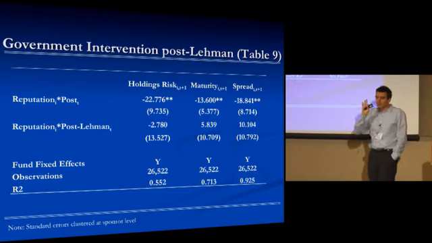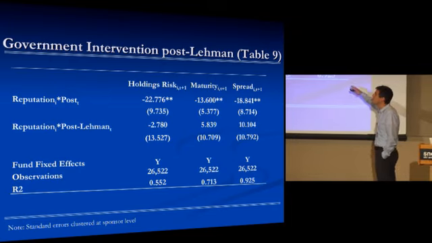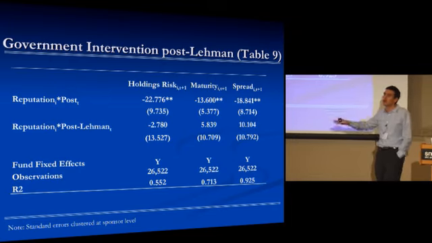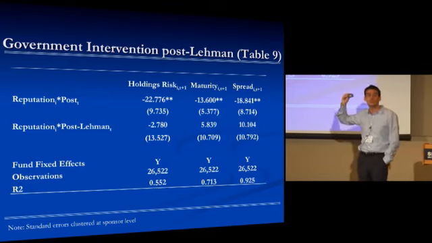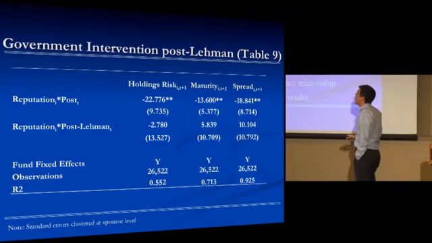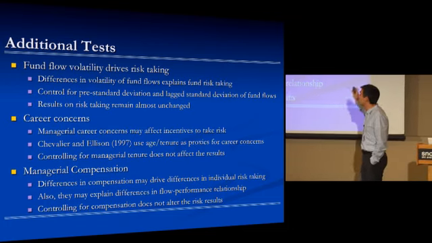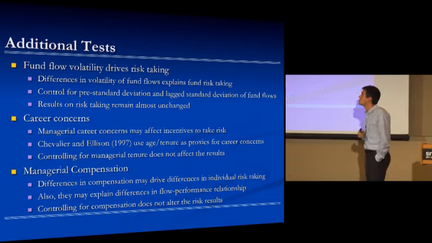Okay? Now, we take into account that there were a lot of other things which happened after Lehman. There were explicit interventions by the Federal Reserve to support this market, but at least it's very much consistent that the change in risk-taking doesn't show up post-Lehman. Okay, we do a number of additional tests in the paper. I won't take you through them. So what I want to do is just conclude.